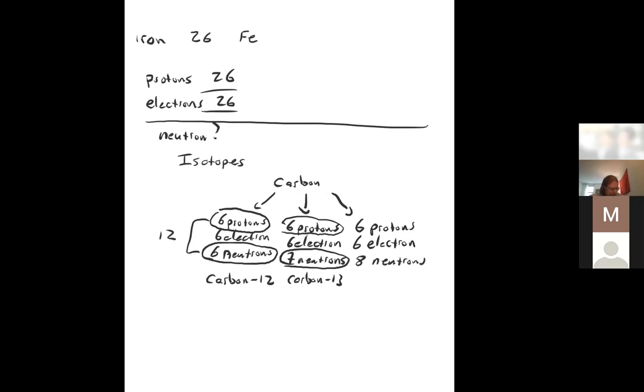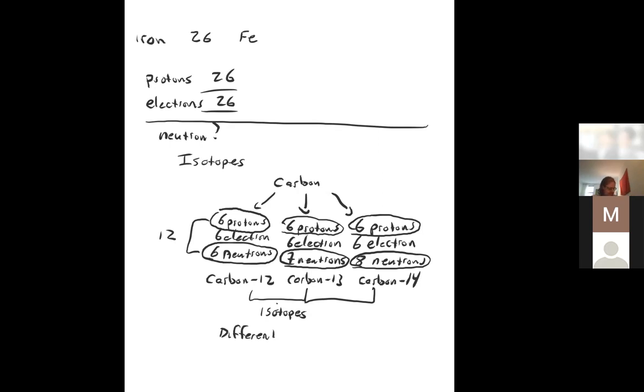So again, what you do is you add the protons, 6, and you add to that the neutrons, which is 8. So you get carbon 14, right? These are called isotopes. So when you see that word isotope, what it's referring to are different forms of the same element.